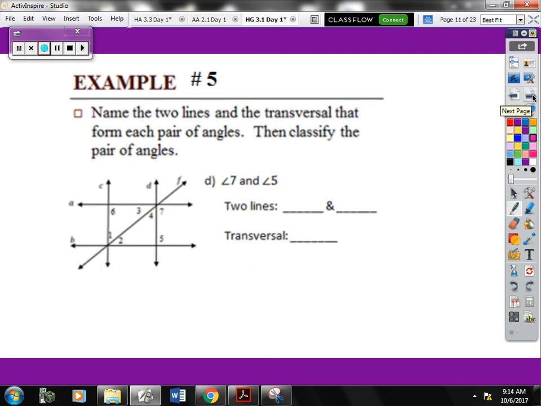All right, last one. We had angles 7 and 5. So again, trace the corners. Who can tell me what my transversal is? Which is the transversal? Noah? Line D. And so that makes the other two lines line A and B.